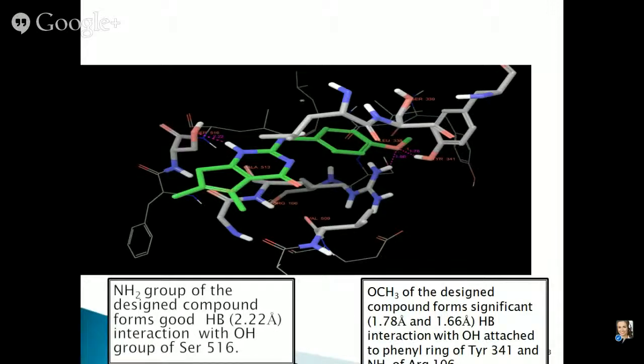Likewise, this is another molecule showing interaction, that is, our novel pyrimidine derivative. The amino group has a good hydrogen bond interaction with the OH group of serine 516, and likewise the methoxy group of the novel pyrimidine derivatives shows interaction with the OH attached to the phenyl ring of tyrosine 341 and the amino group of arginine 106.